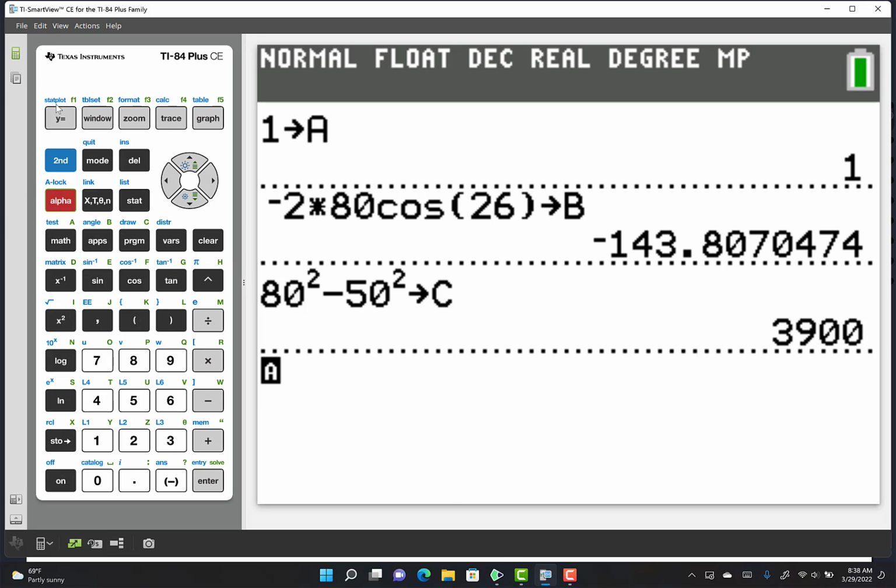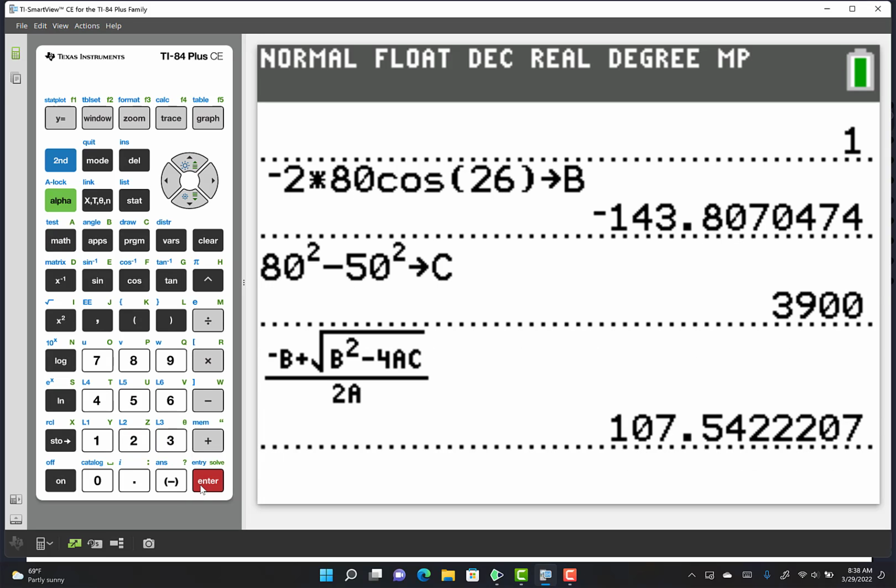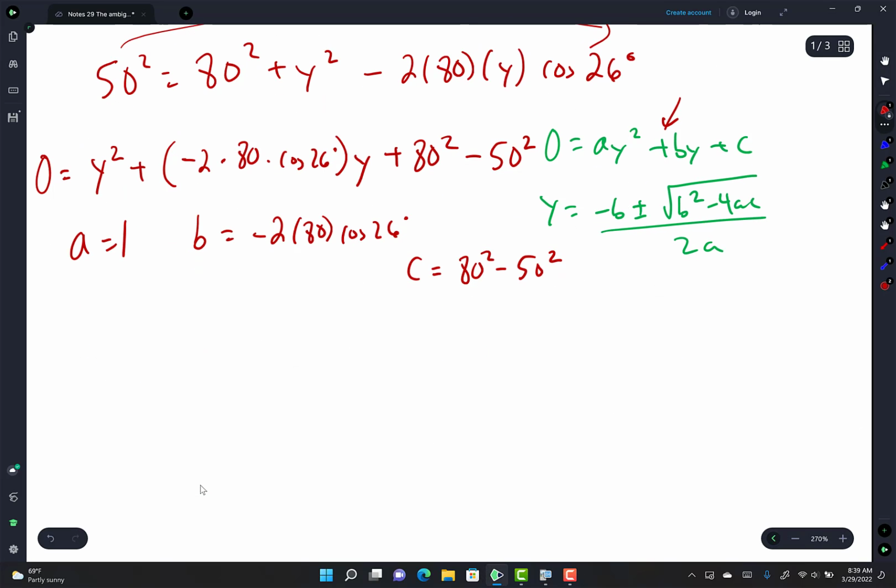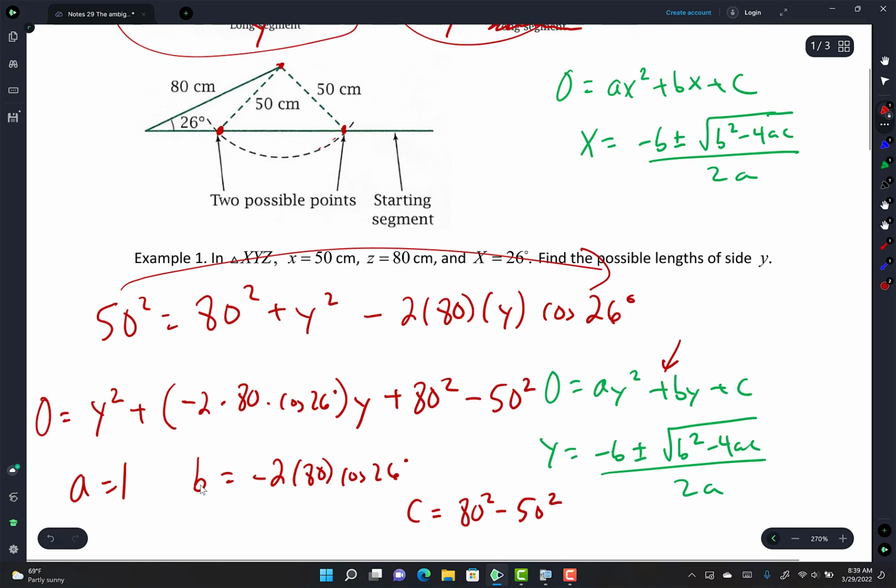So I'm going to push alpha y equals, enter, and I'm just going to type it in. Negative b. I'm going to do the plus one first. Plus square root of alpha b squared minus 4ac all over 2a. You don't even need to type a because a is just 1, but I went ahead and did it. And there it is. There's one answer, guys. 107.54222 centimeters.